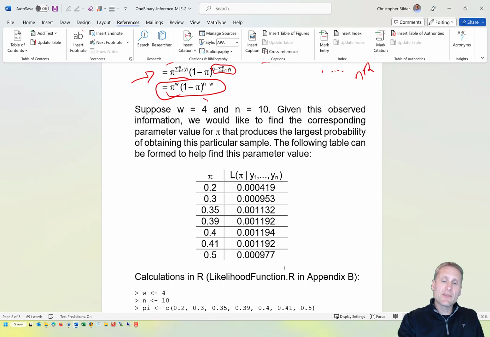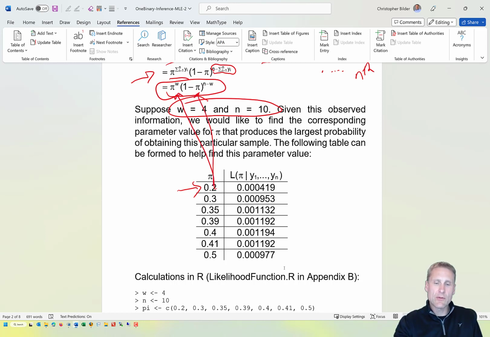Okay, so let's put some data in here. Let's say I do observe 4 successes out of 10 field goals, 10 trials. So what I can do with my likelihood function is, let's say that pi is 0.2. So I'm going to plug that in there to the 2 different spots where you see a pi. Plug in the W of 4, plug in the value for n as well, and I get a likelihood function that evaluates to 0.000419. I can do the same thing for pi equal 0.3, pi equal 0.35, and so on.